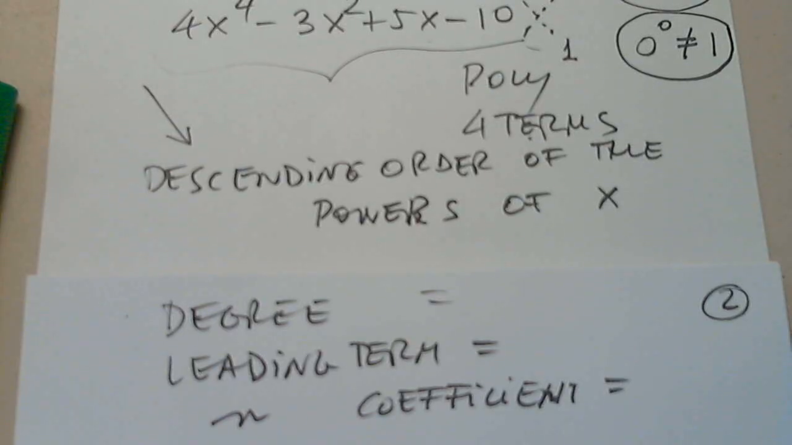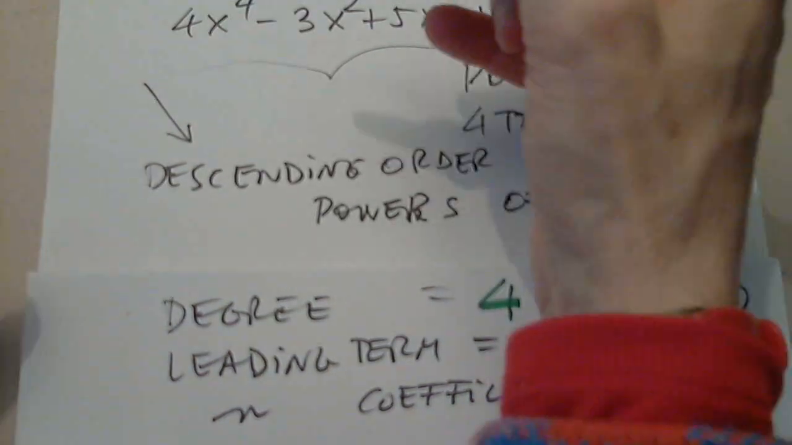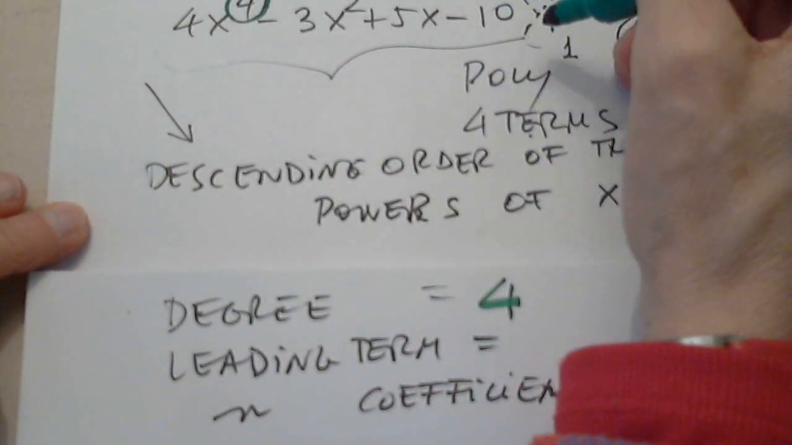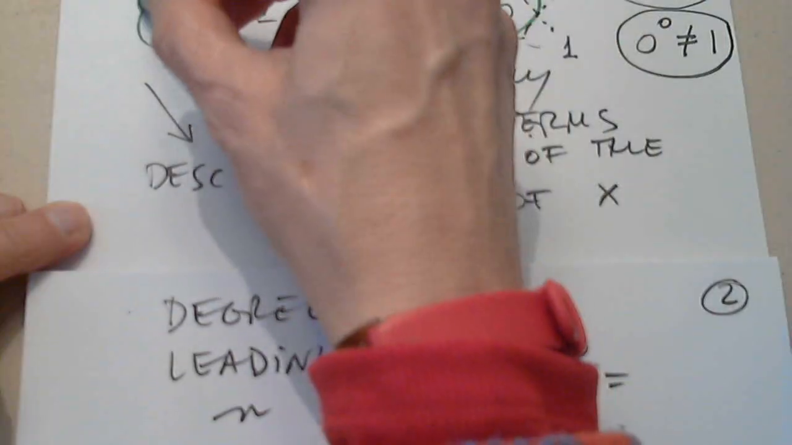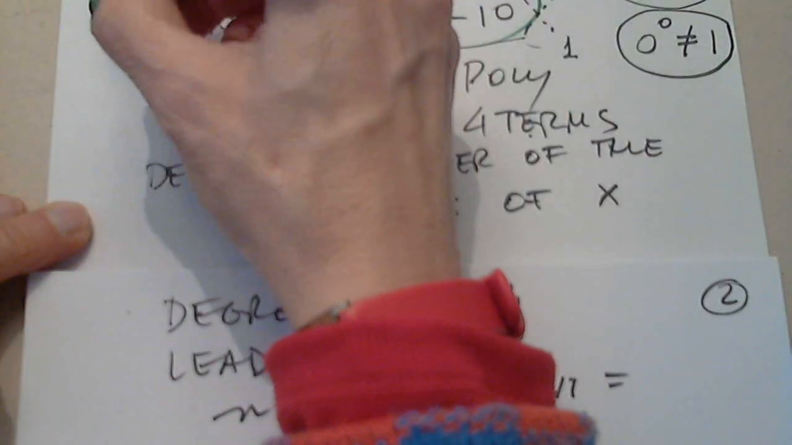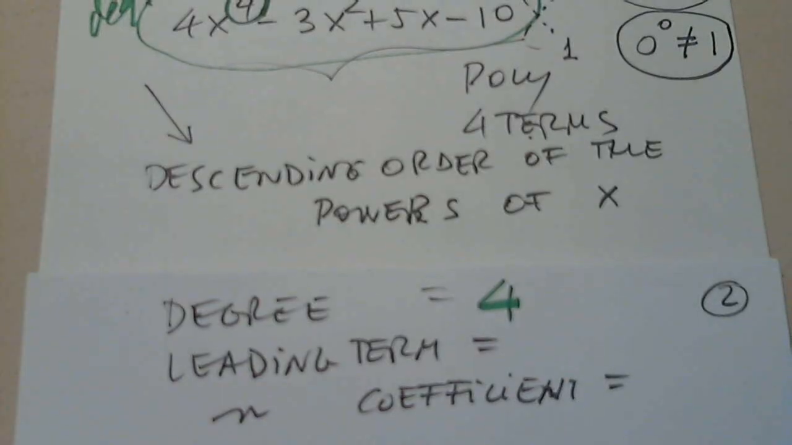Anybody remembers this? Degree would be 4. The degree is the highest. We are not adding degrees. It's the highest degree. This degree is transferred over the entire polynomial. So this is degree 4, the whole thing.